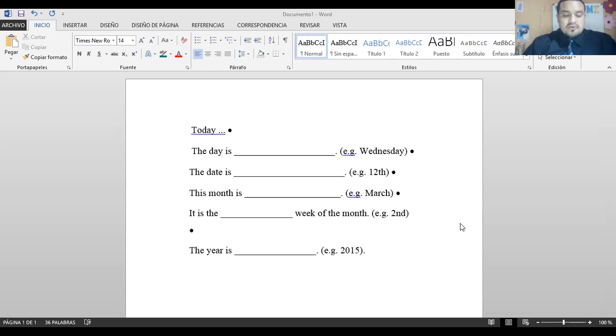Now in your groups, I want you to look at this image that I posted on the board. I just wrote this information on the board. What does it say? Can somebody help me reading? Maybe Guadalupe? It says: Today, the day is, example, Wednesday. The date is, example, the 12th. This month is, example, March. It is the week of the month, example, second. The year is 2015. Okay, so I want you to analyze these questions. You have 2 minutes to analyze these questions in your groups.